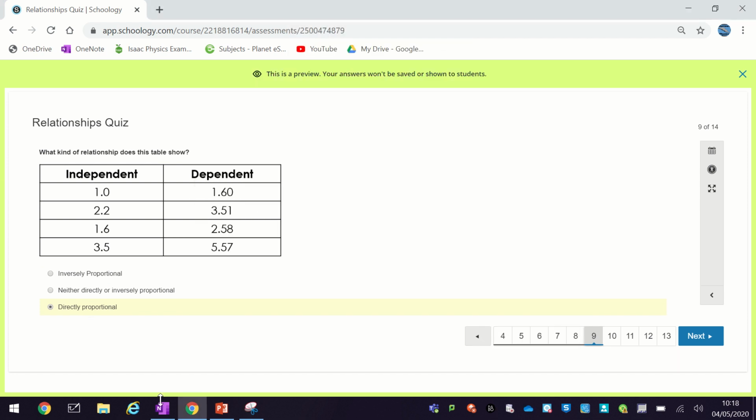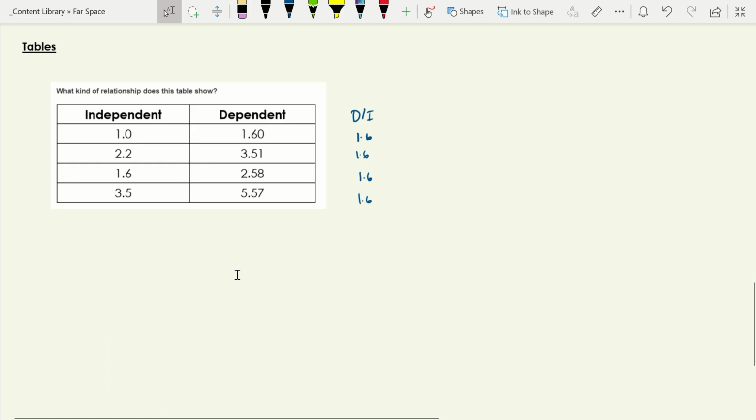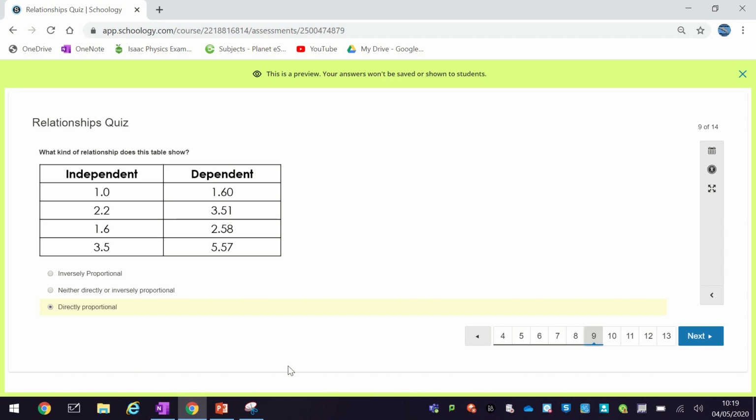So let's actually see those calculations. You can see I did d over I. I could have done I over d. It doesn't matter. But every single time I got exactly 1.6. So there is a directly proportional relationship. Okay, so that's how I got this answer here. So let's move on to the next one.